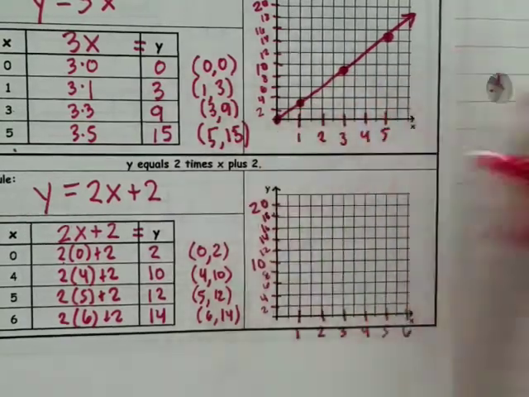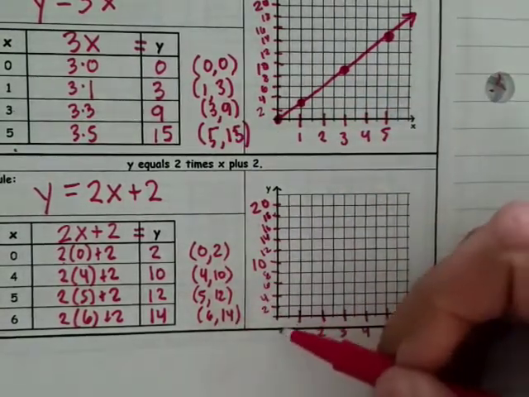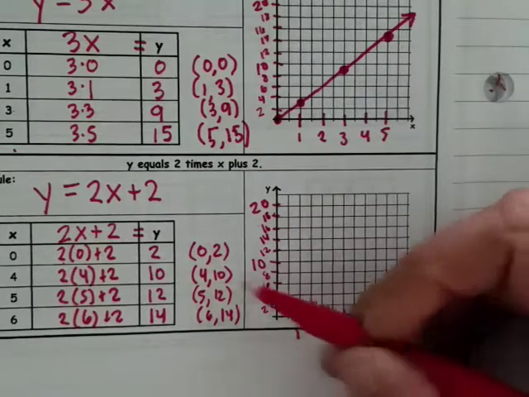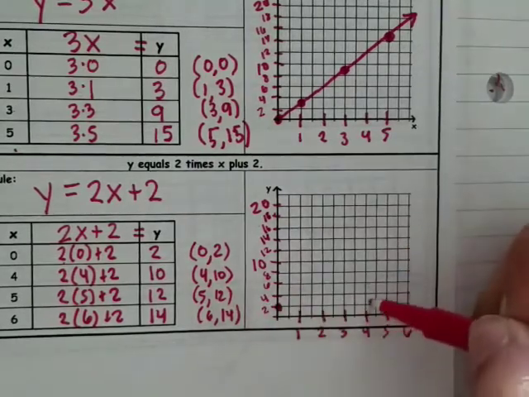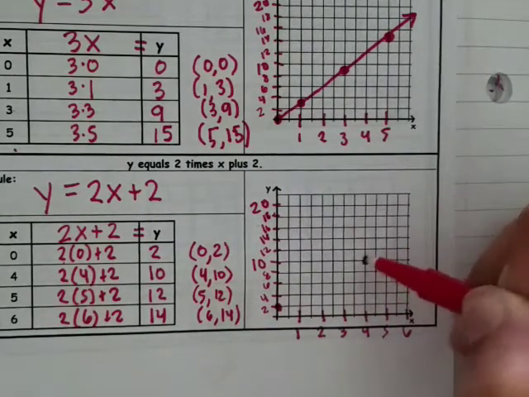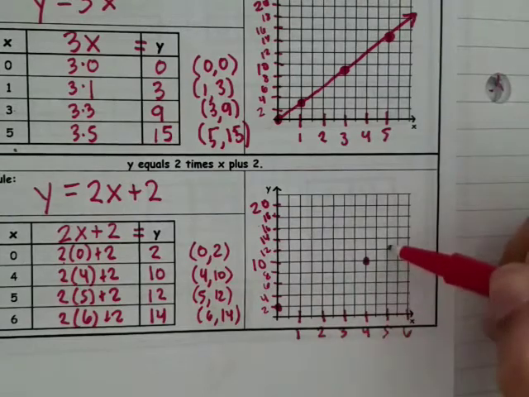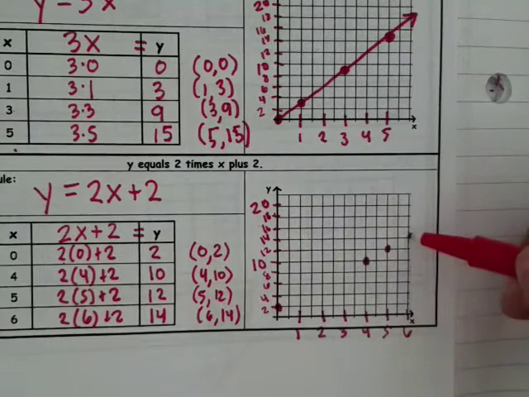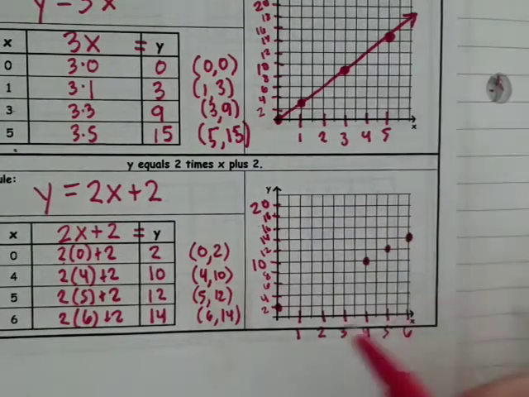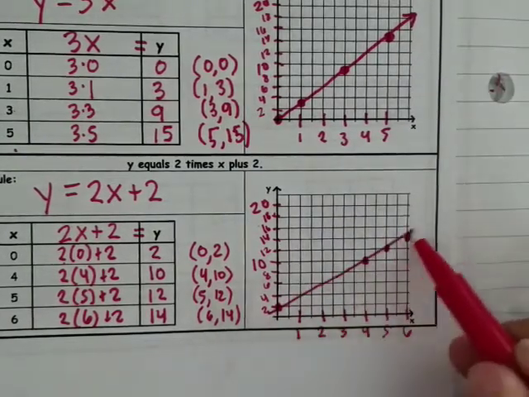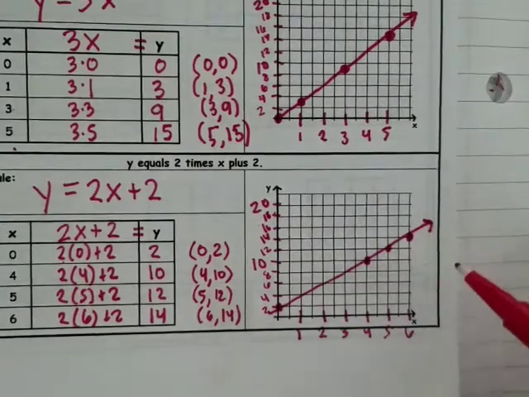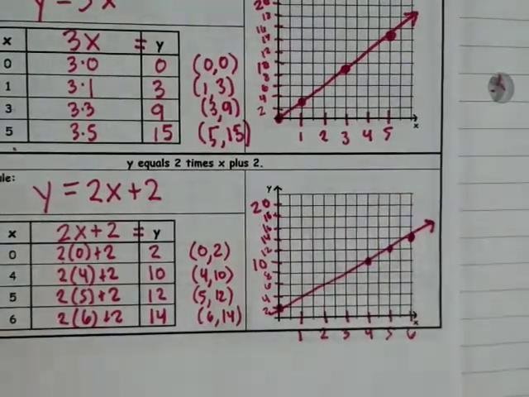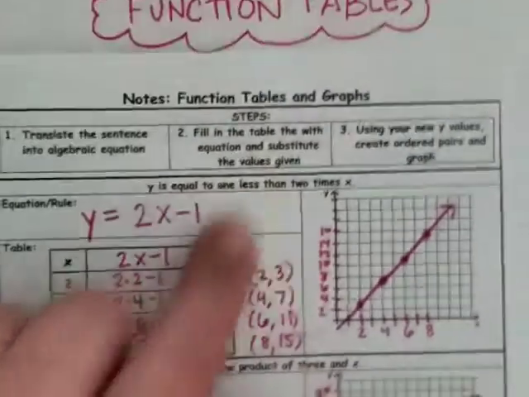Okay. (0, 2), so over 0 up 2. (4, 10) over 4 and up to 10. (5, 12) over 5 up to 12. And (6, 14) over 6 and up to 14. And then you can connect your points. It should make a nice straight line. It's called a linear function, and then you're done. So that's how you do function tables and graphs.